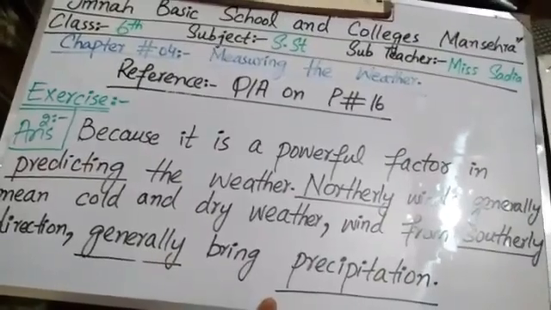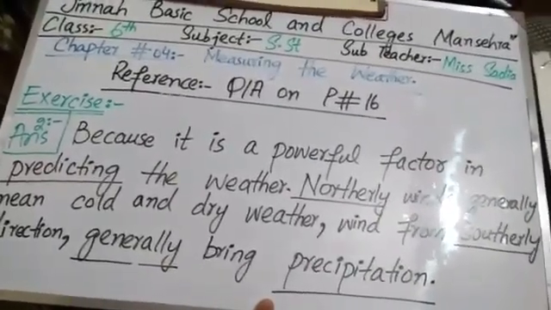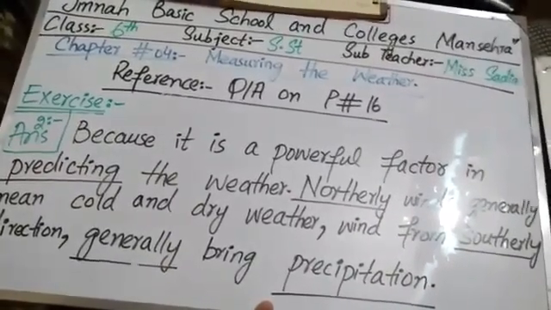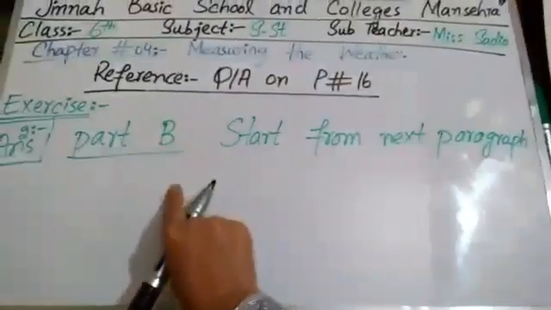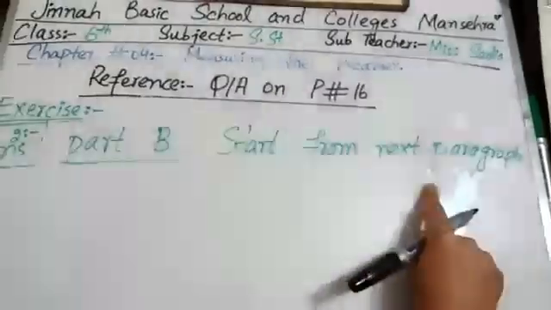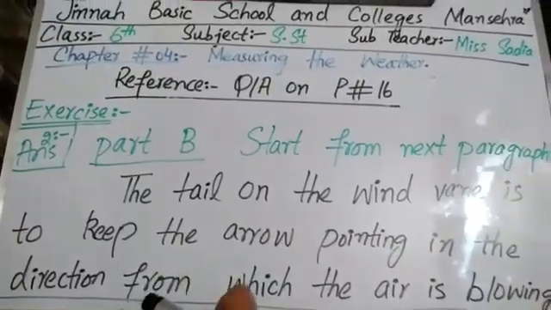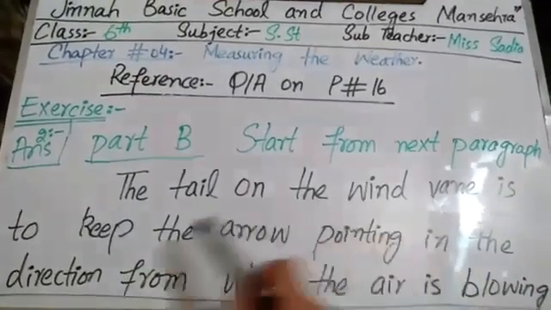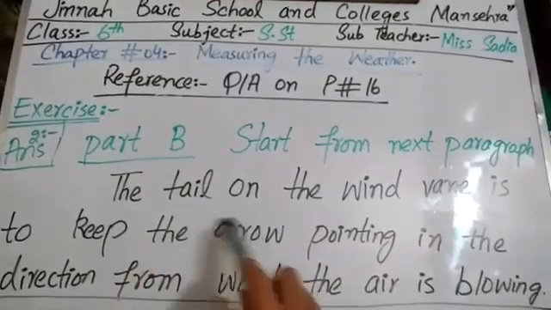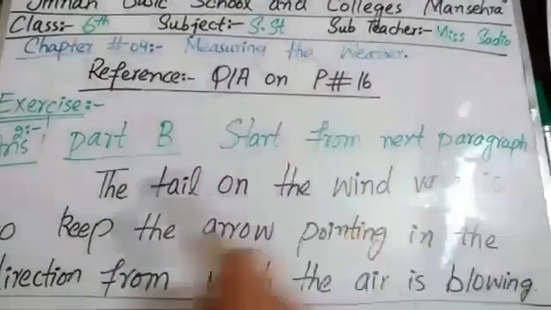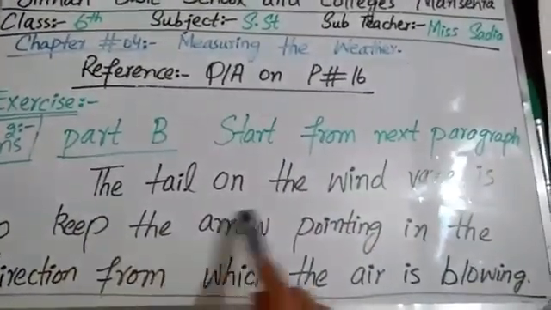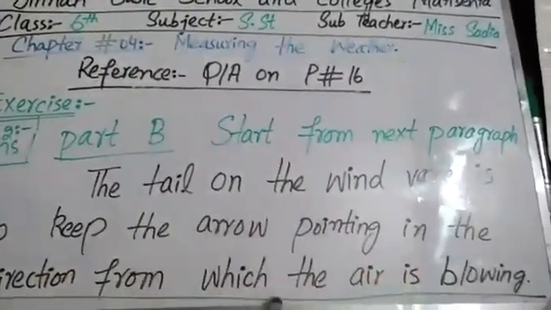Now it's time for writing part 2 of this question. So what was part 2? Part 2 was, why does the vane have a tail? So I would request you to write the part B answer of this question from the next paragraph. The tail on the wind vane is to keep the arrow pointing in the direction from which the air is blowing. Okay, now write it down.